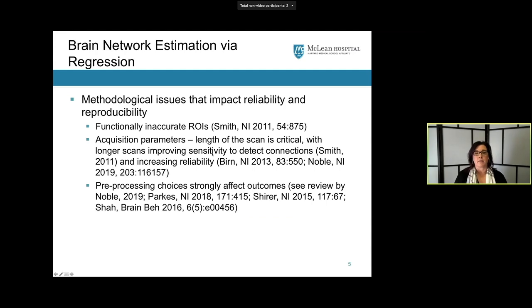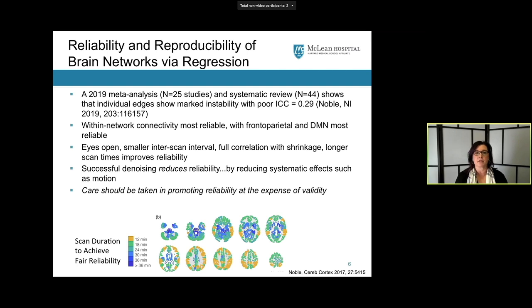A 2019 meta-analysis and systematic review of nearly 70 functional connectivity papers using these regression techniques showed that individual edges show marked instability with poor ICC. Within network connectivity was most reliable, with frontoparietal and DMN being the most reliable networks and subcortical networks being the least reliable. Eyes open rest, smaller interscan intervals, using full correlations with shrinkage and longer scan times improve reliability.